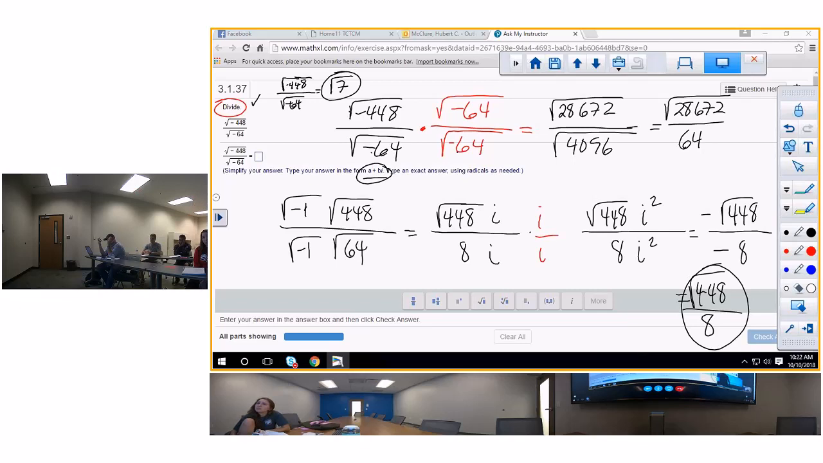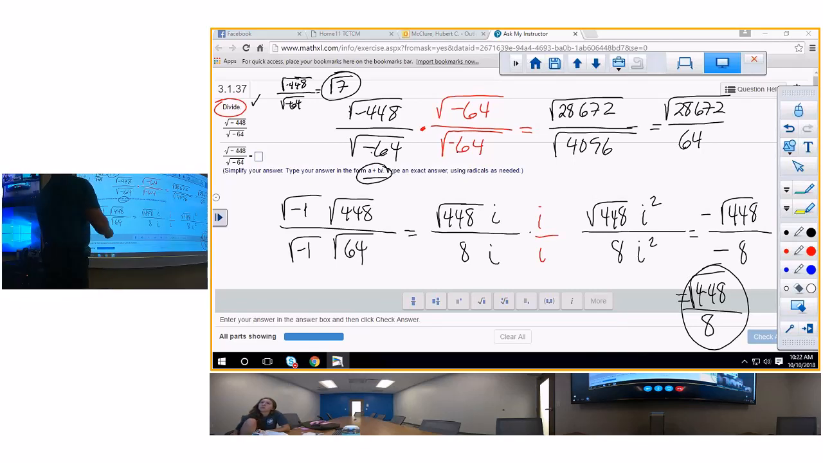Why is that the answer? Because, well, that's just signs. Like signs, negative divided by negative is positive. A positive divided by negative is a negative. A negative divided by a positive is a negative. And a negative divided by a negative is a positive. You know, like signs are positive, unlike signs are negative.